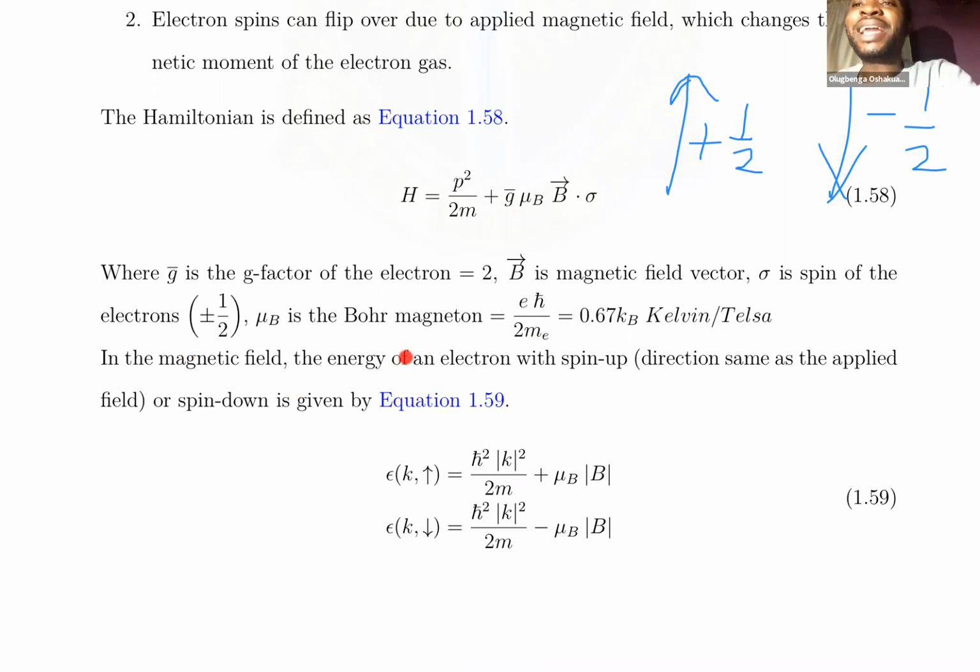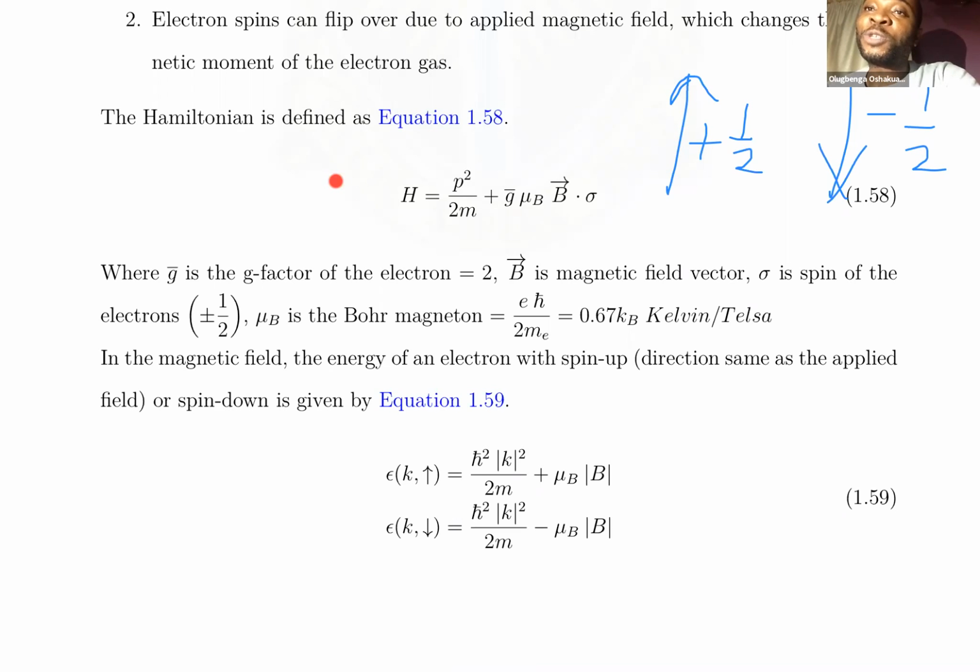So in the magnetic field, the energy of an electron with spin up or spin down is given as equation 59. In this scenario, we are referring to spin-ups as the electrons that have the same direction as the applied field. That is what we are referring to as spin-up. I tried painting the picture with my cursor to show spin-ups and spin-downs.